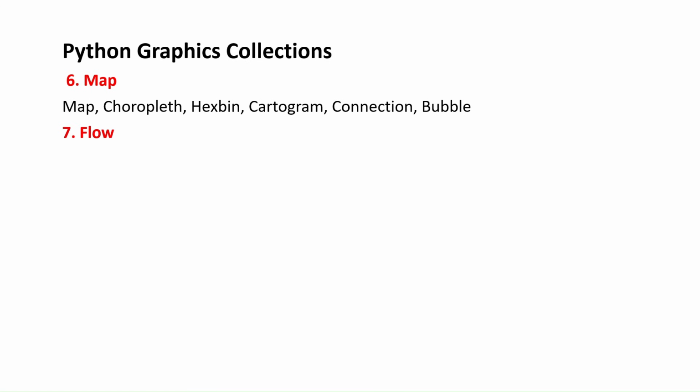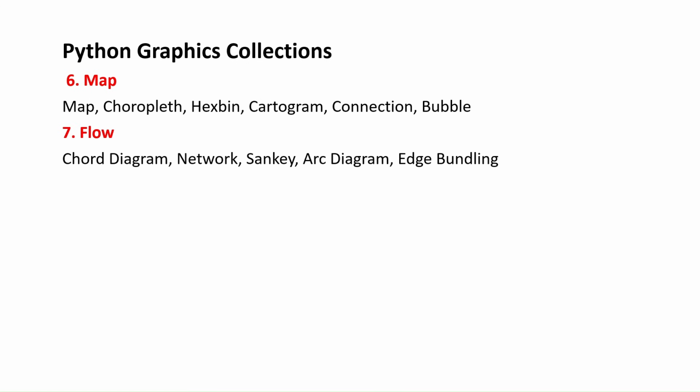Number 7, we have got the flows. With the chord diagrams, that's the flow now. We are looking at flow like in queuing theory or graph theory. So we look at the chord diagram, the network diagrams, the Sankey diagrams, the arc diagrams or flows, and the edge bundling.